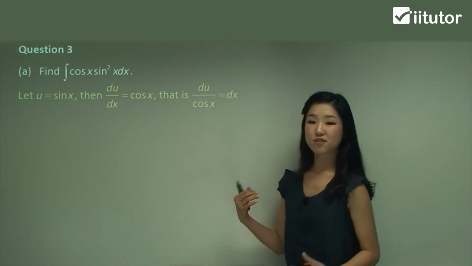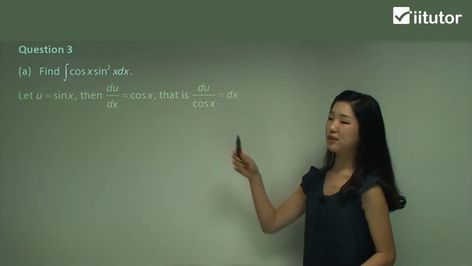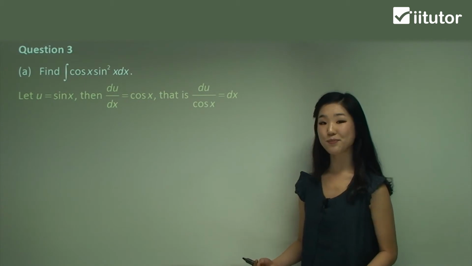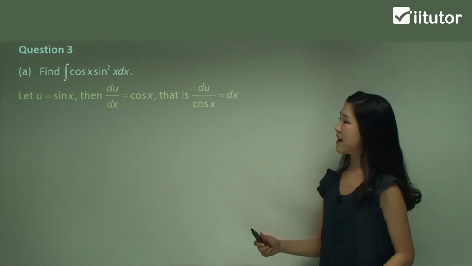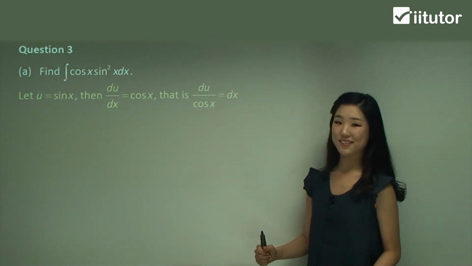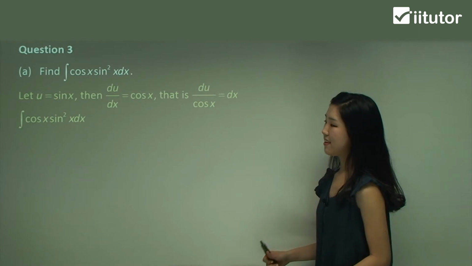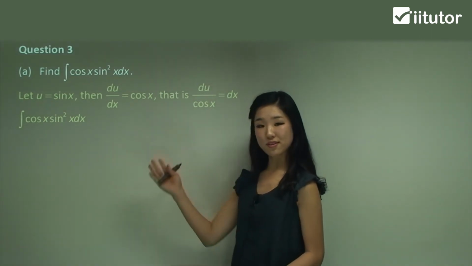So therefore, just do our usual thing, let dx be the subject. So I have du over cos x is dx. I'm not going to show you that procedure, hopefully that's okay for you guys. So dx is du over cos x. Now that we've got all that, I can go for my integral. So what I'll do is find the integral of cos x sine x squared dx, which is the question.